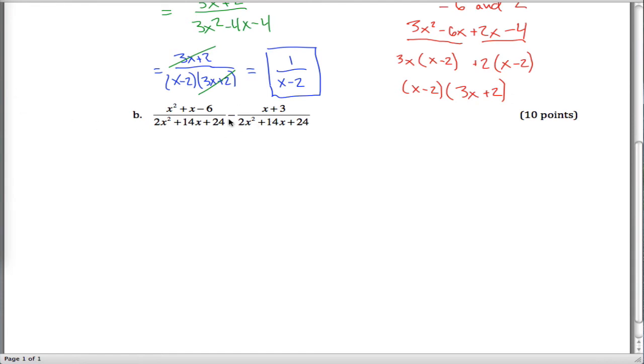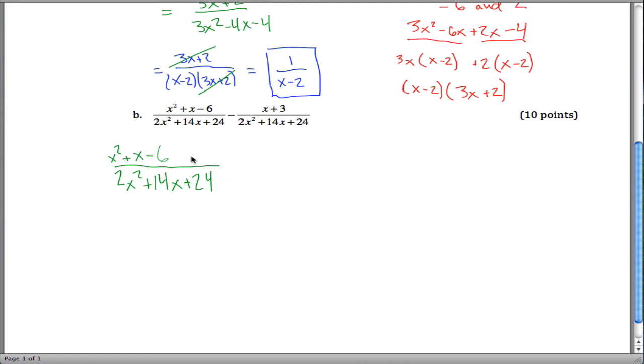We're going to start out by, oh, we have the same denominator. Nice. So let's write that denominator once. I bet I'll need to factor that later, but we'll get there when we get there. And up in the numerator, we got x squared plus x minus 6 minus, be careful here, it's this entire thing, x plus 3. You need these parentheses. It's not minus x plus 3, it's minus (x plus 3).